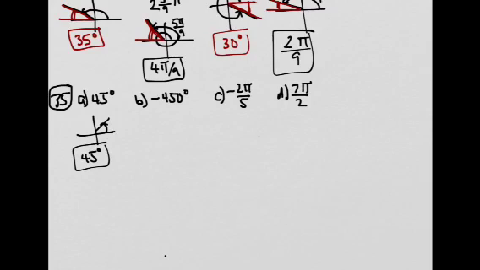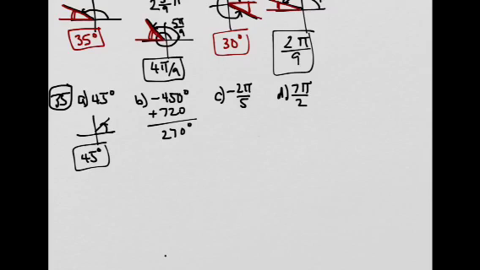Okay, so for letter B, I can add 360, but notice how if I add 360, it's still negative. So I'm going to add 720. So when I add 720 to negative 450, I get 270 degrees. It might be easier if you swap the numbers, if you put 720 above negative 450. But when you do that, you still get 270.